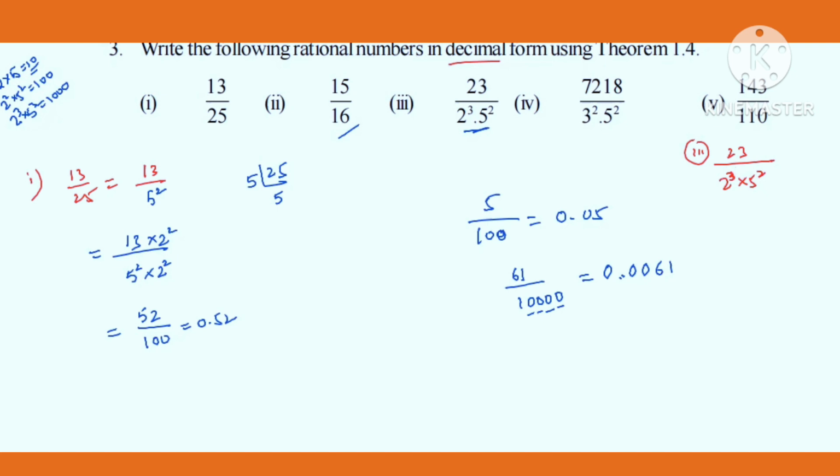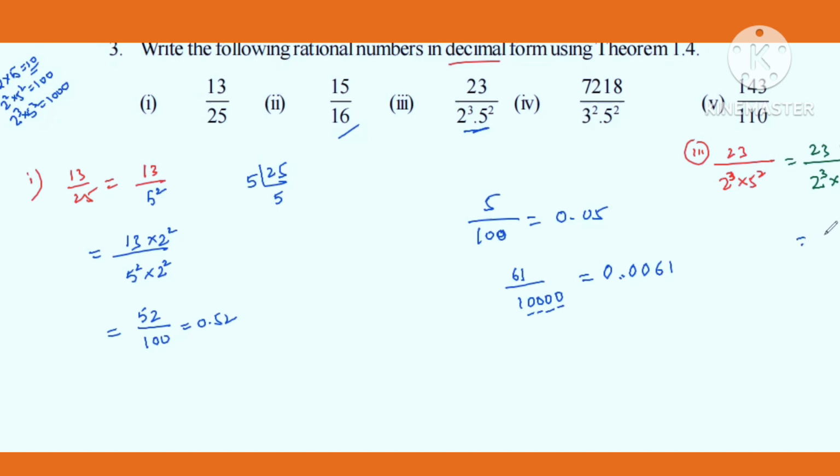Here maximum power is 3. Okay. So here we get 2^3 by 5^2. Here we should have equal pairs of 2 and 5. If three 2s are there, we should have three 5s, which means we require one more 5. So I am multiplying the numerator and denominator with 5.